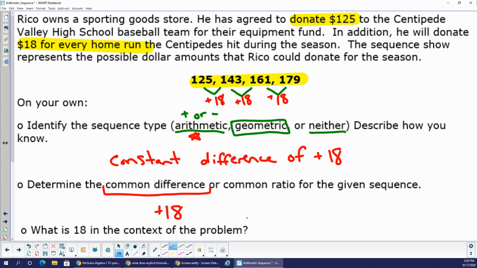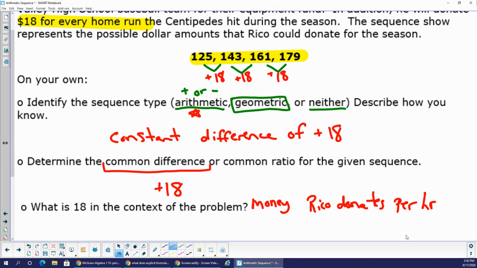According to this, it is the money Rico donates per home run hit. I'm just going to abbreviate here, per home run, HR, hit. All right, so every single time the Centipedes hit a home run, Rico is going to donate an extra $18.